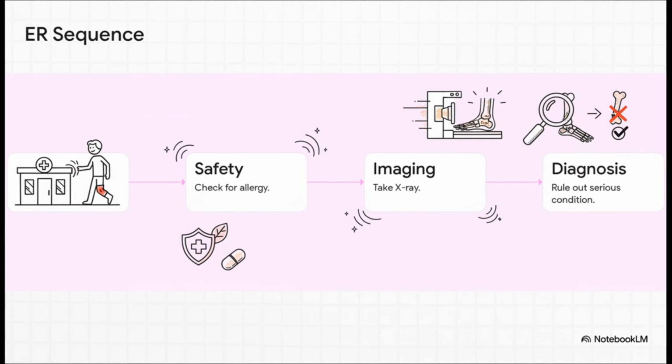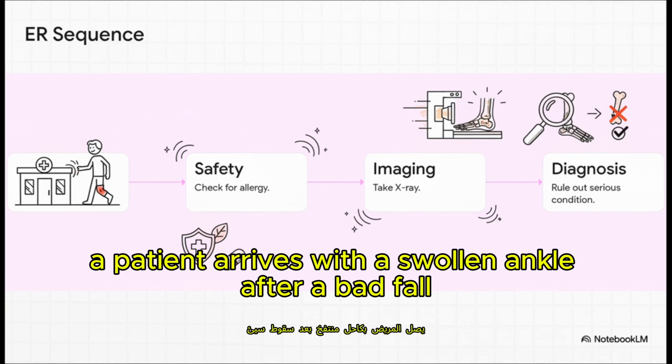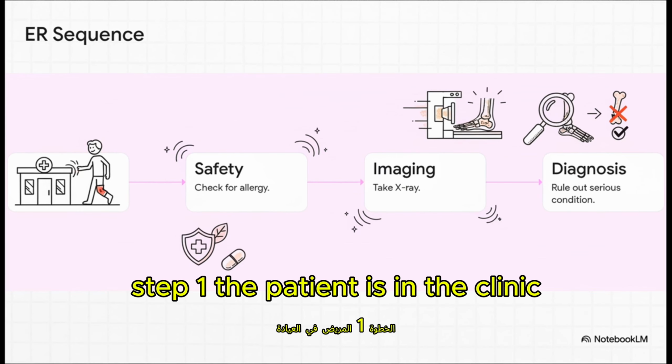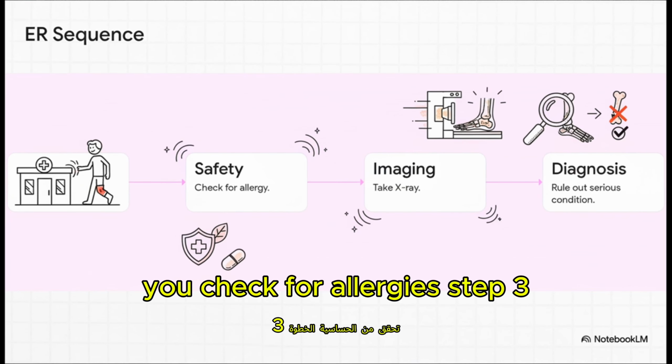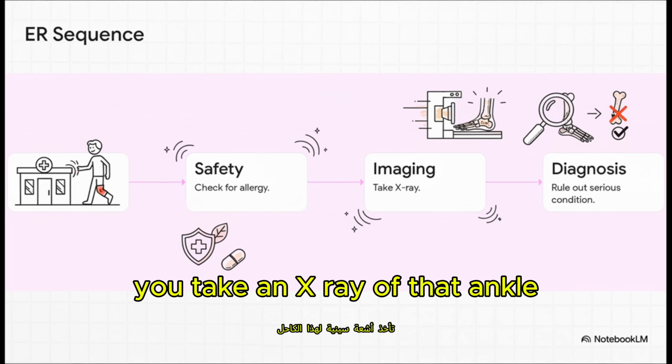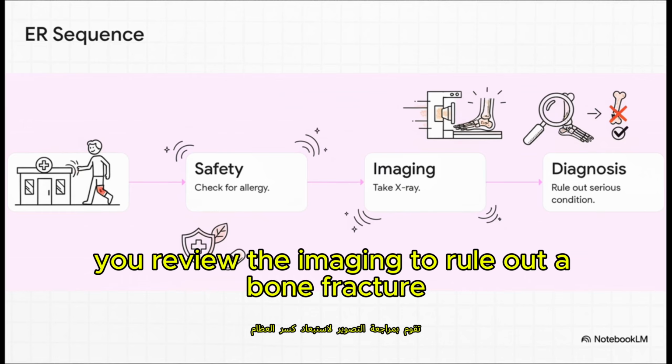Let's step right into the shoes of a clinician and sequence these exact verbs in a fast-paced scenario. Imagine you're an ER doctor or a triage nurse. A patient arrives with a swollen ankle after a bad fall. Step 1. The patient is in the clinic. Step 2. Before you even think about painkillers, you check for allergies. Step 3. You take an X-ray of that ankle. Step 4. You review the imaging to rule out a bone fracture.